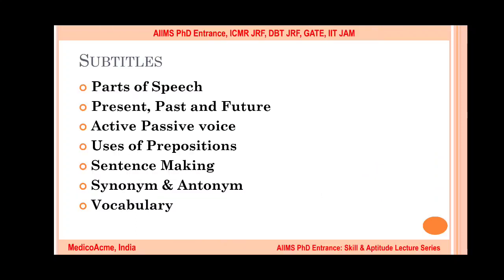So guys, the subheadings of today's lecture will be parts of speech and present tense, past tense, future tense, active voice and passive voice, use of prepositions, sentence making from words that are disarranged, and synonyms, antonyms and vocabulary. So guys, I'm covering my lecture under these subheadings.